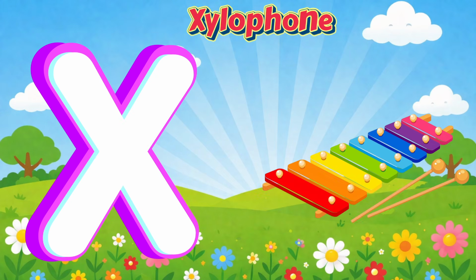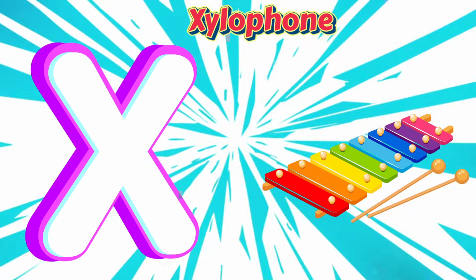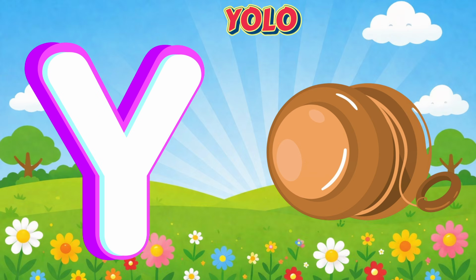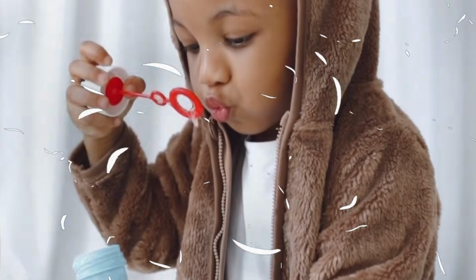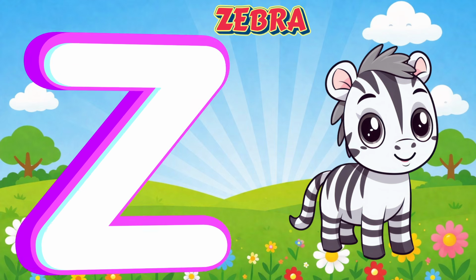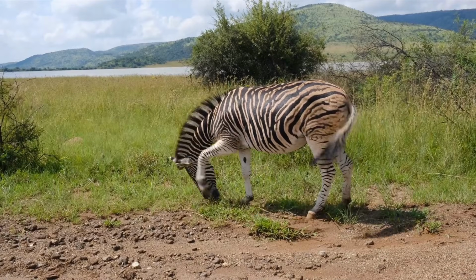X is for xylophone, xylophone. Ding xylophone. Y is for yo-yo, yo-yo. Spin yo-yo. Z is for zebra, zebra. Stripes zebra.